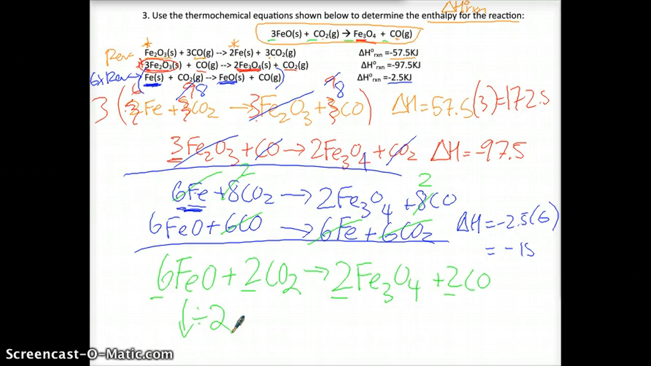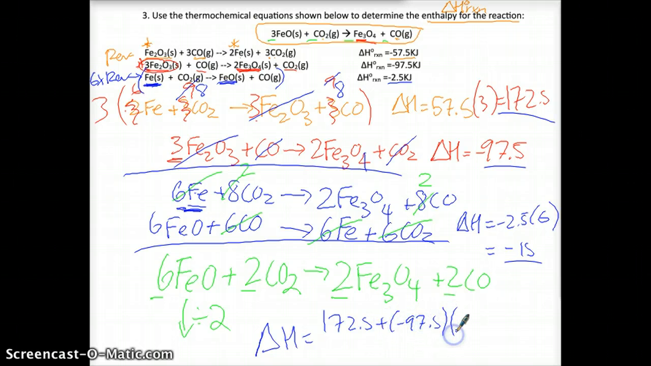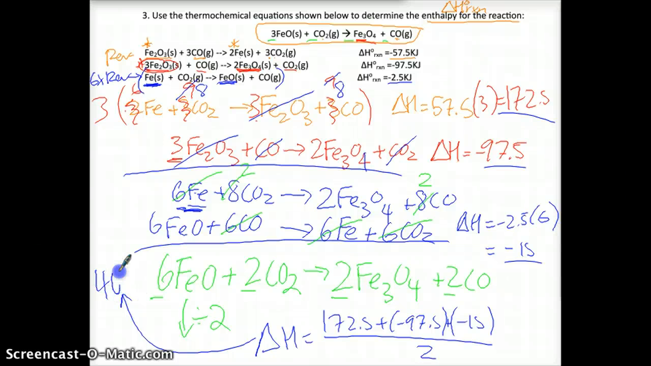So therefore, my delta H is going to be everything from here, here, and here added together. 172.5 plus negative 97.5 plus negative 15, all divided by 2. And I'm sorry I ran out of space a little bit, but if I do that, my final answer is going to be 40 kilojoules. Boom. Again, a lot of work, a lot of puzzling, a lot of thinking.